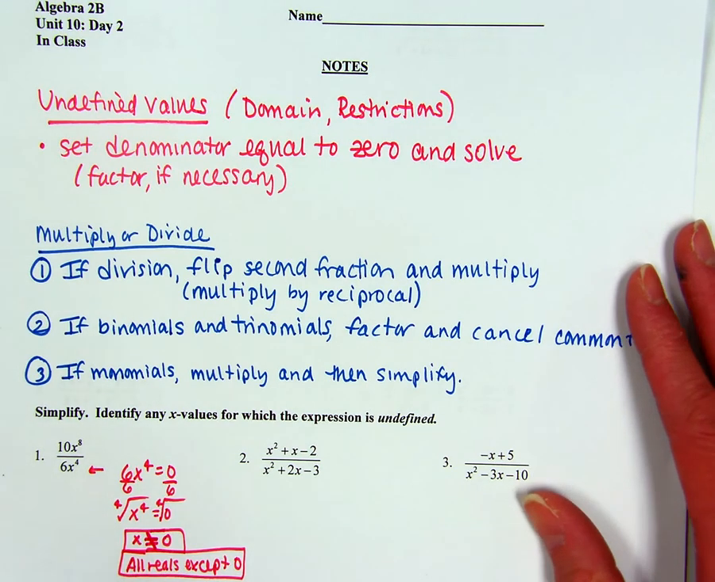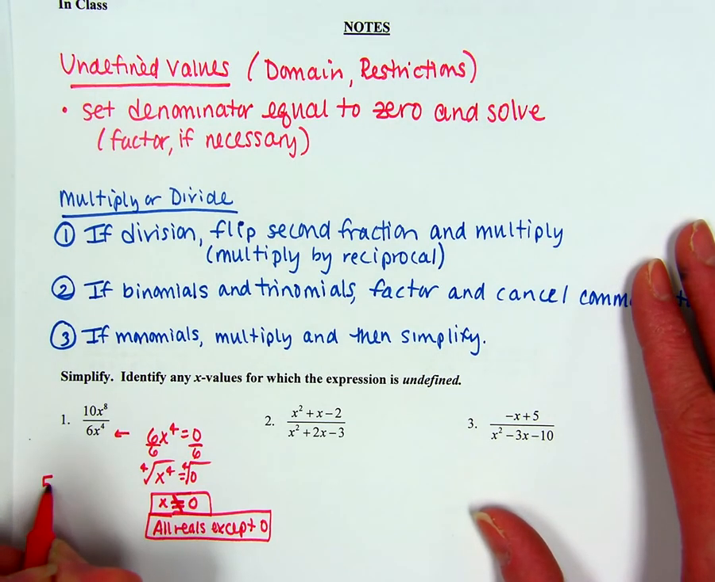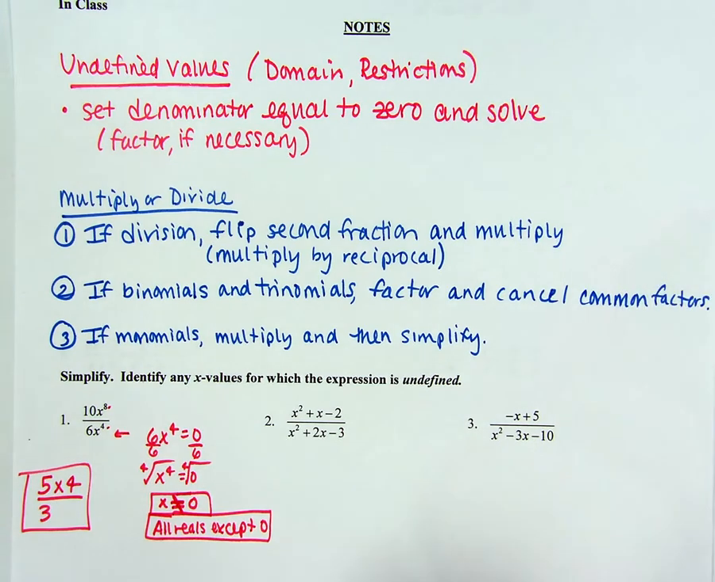All right, then the other thing is to simplify. So we're just going to reduce 10 divided by 6. You could divide them both by 2, so it's 5 divided by 3. And then don't forget you could subtract your exponents, so there's more in the numerator. So it's 5x to the 4th over 3.